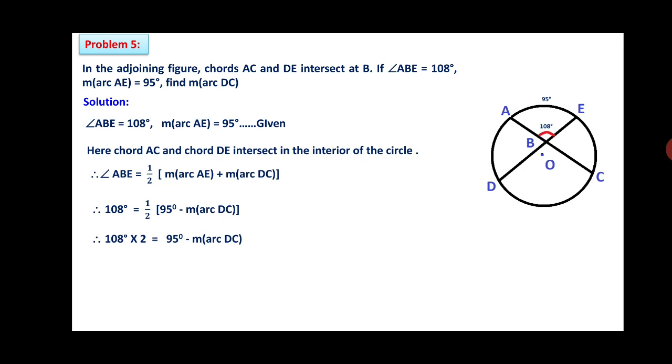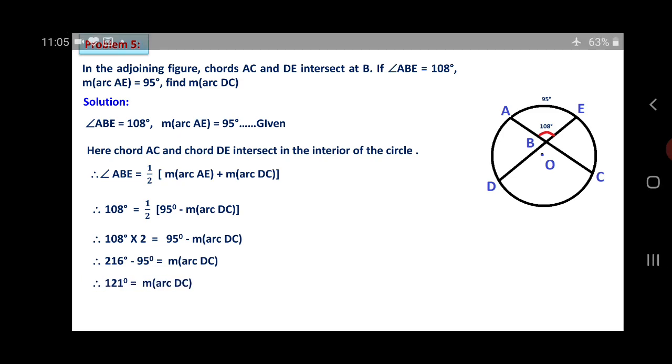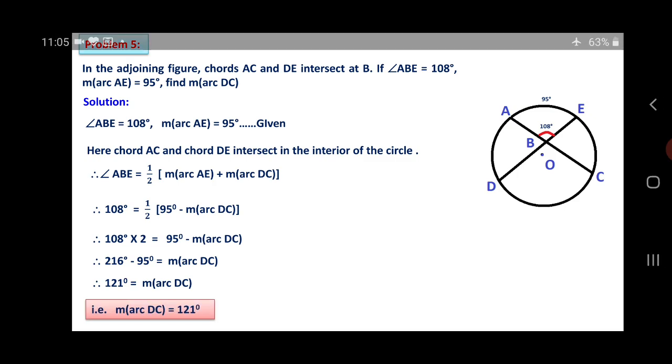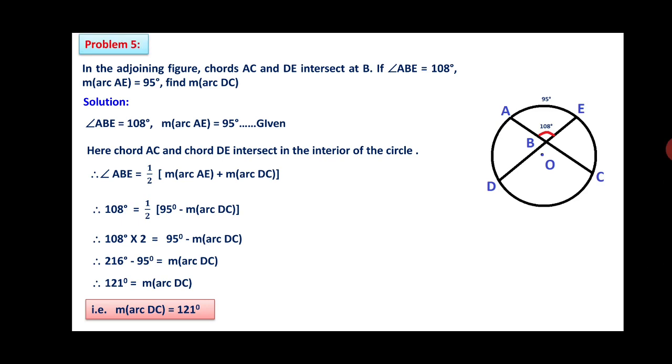The 2 goes to this side, the left hand side, it will become 108 into 2 is equal to 95 minus measurement of arc DC. Therefore, the product of these two is 216. Minus 95 comes to this side, it will become 216 minus 95 is equal to measurement of arc DC. Therefore, the subtraction of these two is 121 degrees, measurement of arc DC. It is the value. Therefore, we can write that measurement of arc DC is 121 degrees.